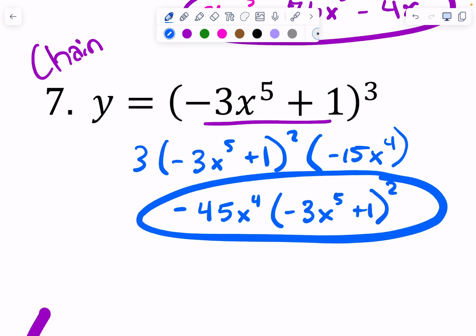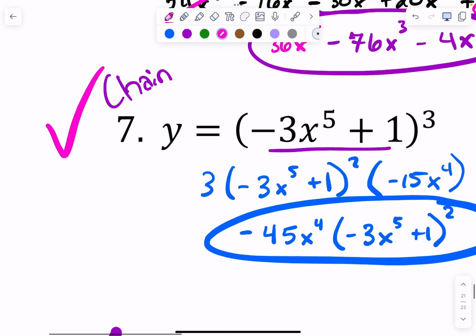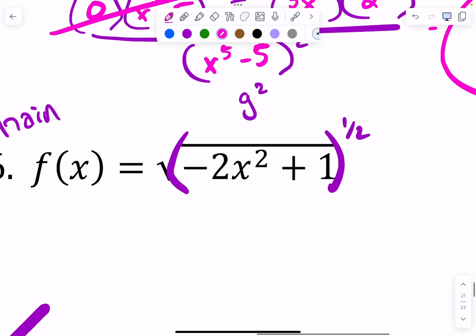Is that what you got? Yeah. Can I get away with not putting parentheses around this guy? Yes, that's totally fine. If this was negative 4 plus 5x to the 4th, then I need parentheses. But because he's only one term, I can get away with doing that. Got it? Okay. Chain rule, check. Last chain rule. This guy. I said write him to the 1/2 power. You go.